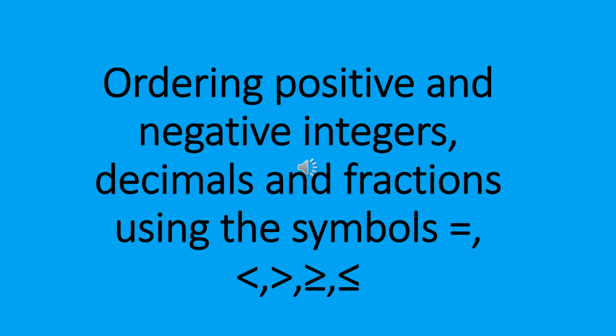Okay everybody, welcome to our lesson on ordering positive and negative integers, decimals and fractions using these symbols. What I would like to say first before we start is that this lesson is aimed at functional skills level 1, 2 and aimed at GCSE. This skill is transferable across most of all maths, and this is like a foundation for us all to build on to improve all of our math skills.